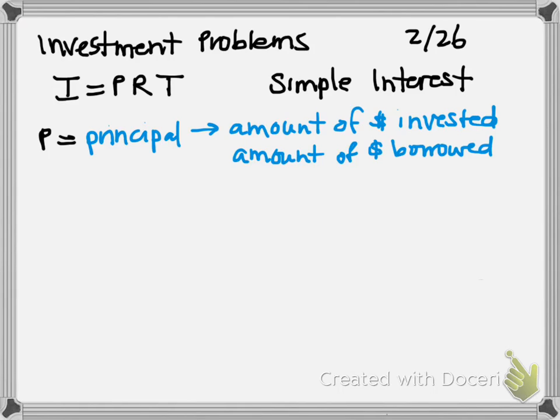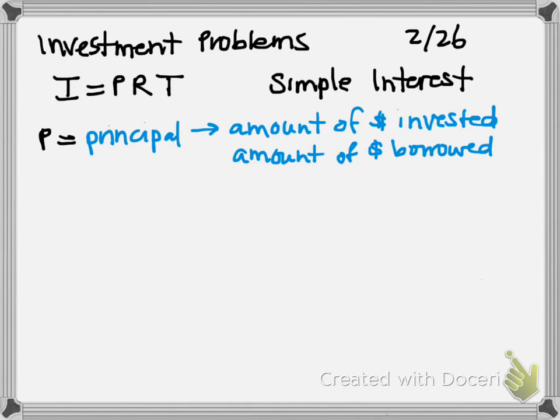So in investments, we make the interest off the principal. In loans, we pay interest on the principal. So we owe what we borrowed and then some. With the interest, when we are investing, we get the money we invested hopefully back and then some. So it's a different type of relationship.